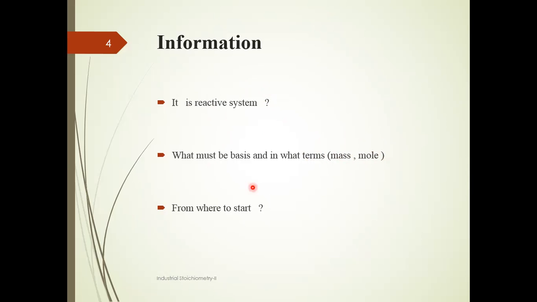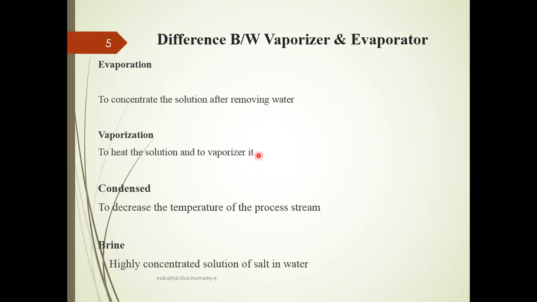So from where to start? This is the most important question. Many students get confused about where to start. It's very simple. You have to take the basis of calculations, and you have to start from the overall material balance, and then the component material balance, and at each evaporator we select the single unit material balance. Then you can easily determine all the unknown variables.